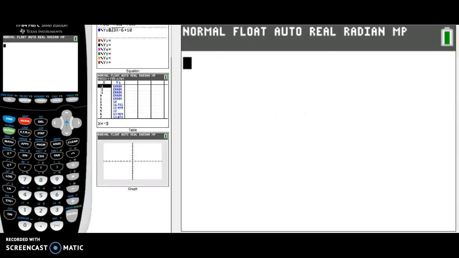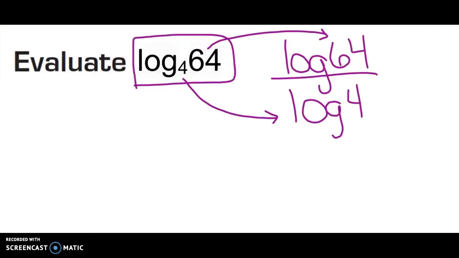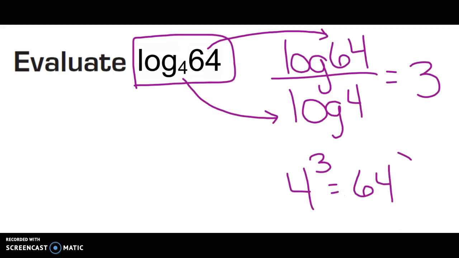Okay, so here's where we put it in our calculator. We press log, then 64, and then we divide by the log of 4. Close your parentheses. Once you hit enter, you should get exactly 3. Let's go back to our other page. So the answer is 3, and basically it says 4 to the third power is equal to 64, and that is true.